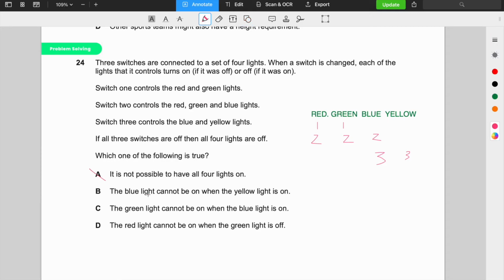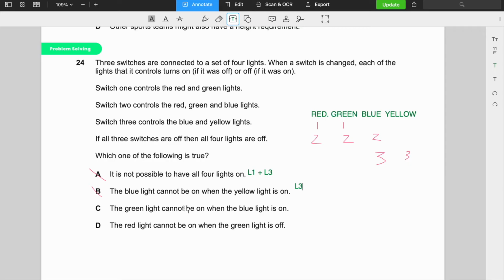B, the blue light cannot be on when the yellow light is on. That's also false, because what if we just turn on switch 3? That would turn on the blue and yellow. That makes no sense. So for option A, we can just turn on switch 1 plus switch 3. For option B, we can turn on switch 3. So these disprove these options.